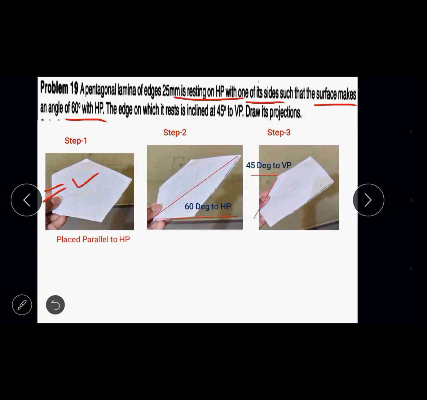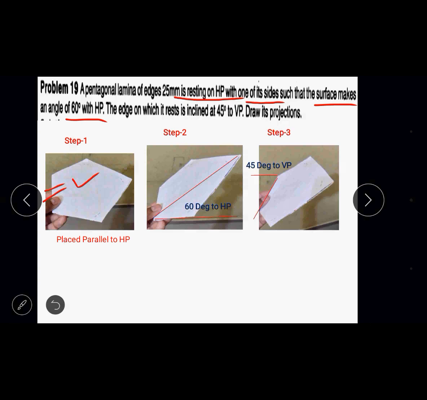So this will be your first step. The pentagonal lamina with edge resting position is placed on HP. In the top view you will get a regular shaped pentagon, and in the front view you will get a horizontal line. Coming to the second step, HP inclination, the surface of the lamina is inclined to HP at an angle.